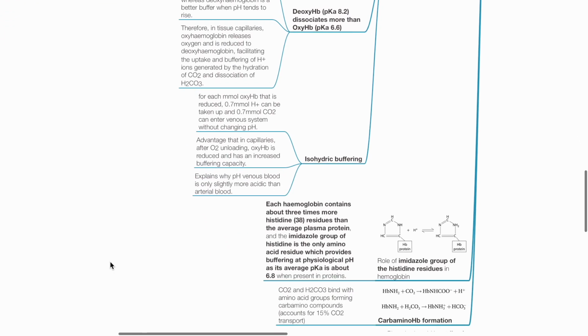Isohydric buffering. For each millimole of oxyhemoglobin that is reduced, 0.7 millimole of hydrogen ion can be taken up and 0.7 millimole of CO2 can enter the venous system without changing pH. The advantage is that in capillaries, after oxygen unloading, oxyhemoglobin is reduced and has an increased buffering capacity. This explains why the pH of venous blood is only slightly more acidic than arterial blood.